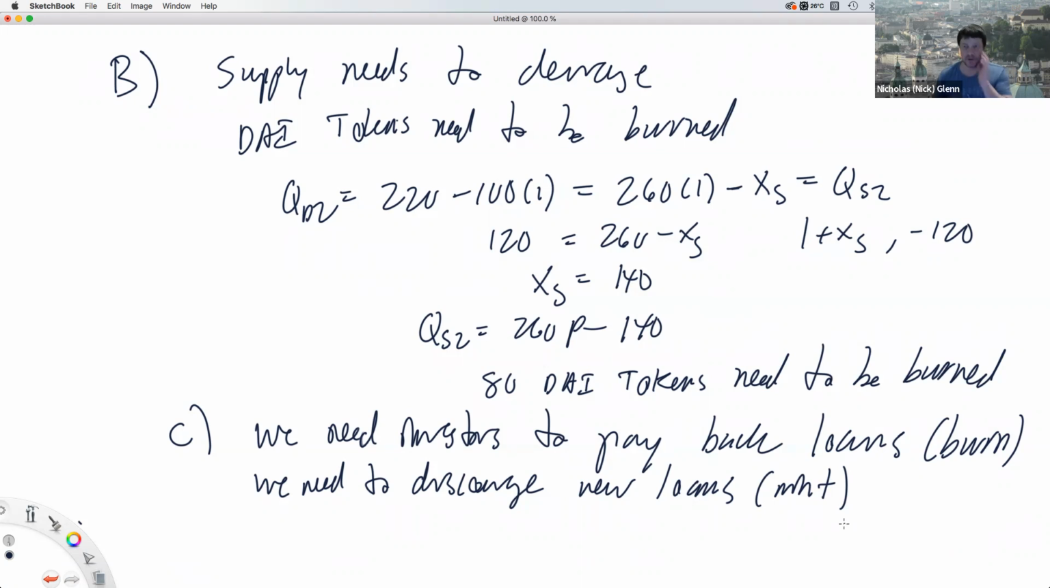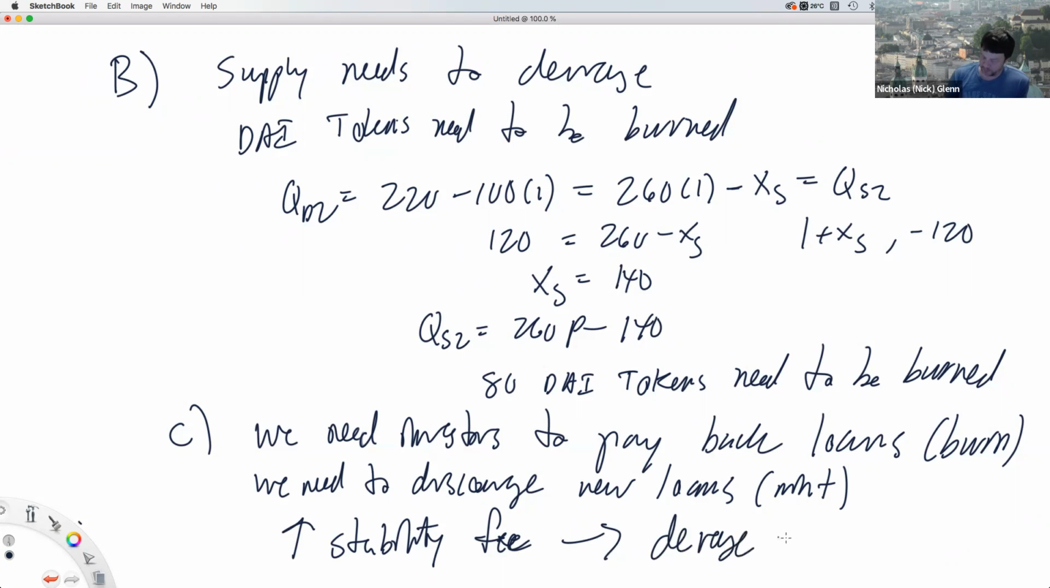And what can provide incentive to do this? If you increase the stability fee, it's more costly now to keep this loan out, so you're going to be more likely to pay it back quicker. And with this higher fee, the borrowing costs have increased essentially, and so people are going to be less likely to take out a loan. All right, so an increase in stability fee will decrease the supply quicker. It'll speed up this process if it's not happening quick enough.